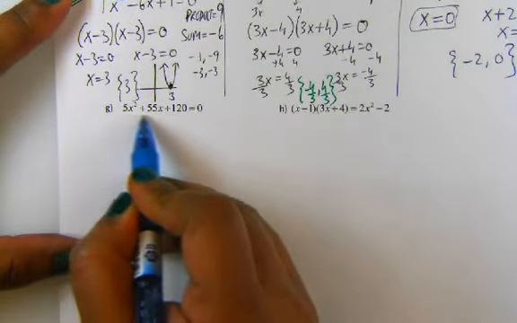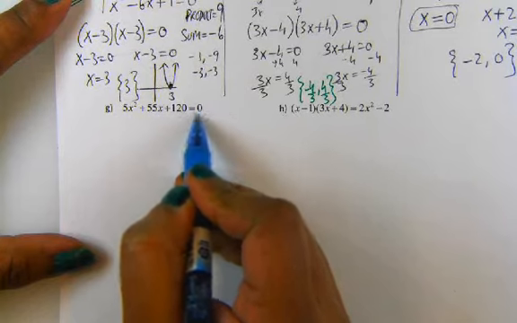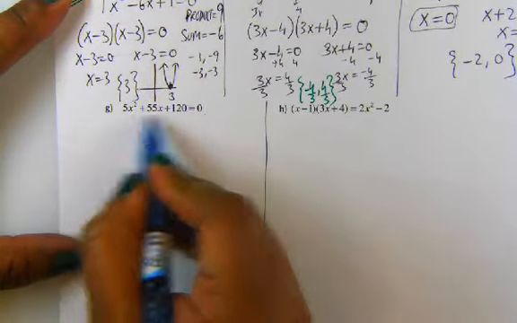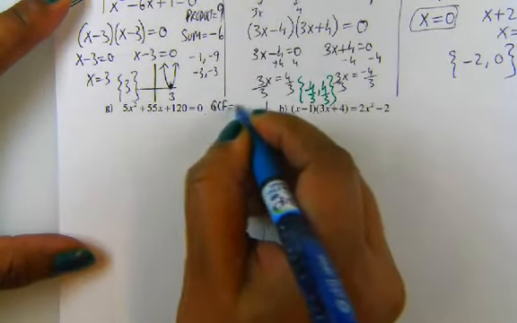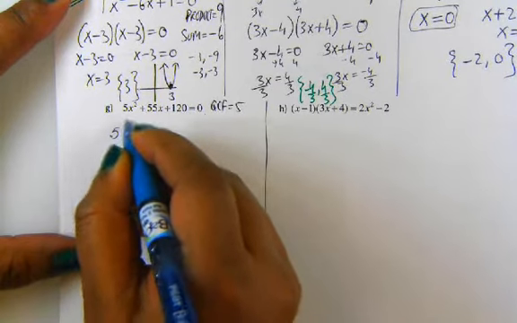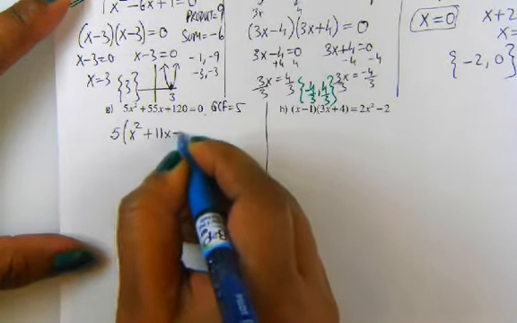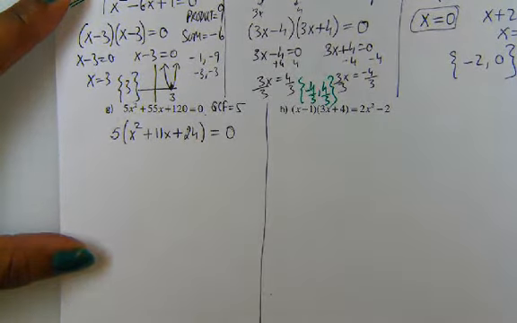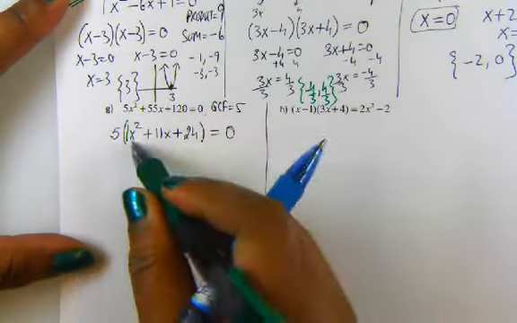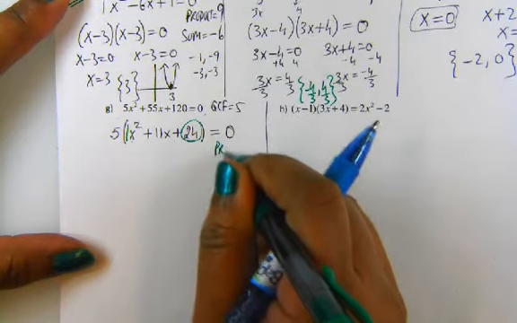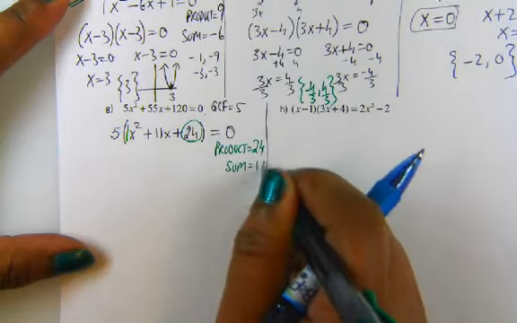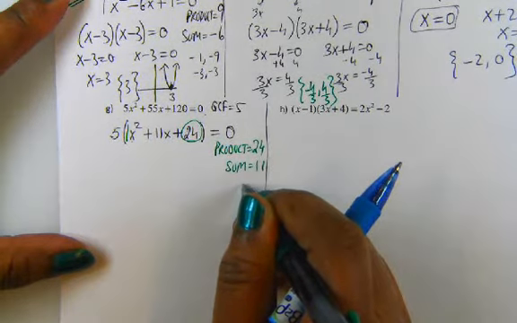On this one, already, because it's 0, the first step is GCF, and what is the GCF in this case? The GCF is 5. So 5x squared plus 11x plus 24 is equal to 0. Now the trinomial leading coefficient is 1, so product is 24, sum is 11. What are the two numbers? 1 and 12, 2 and 12, 3 and 8.